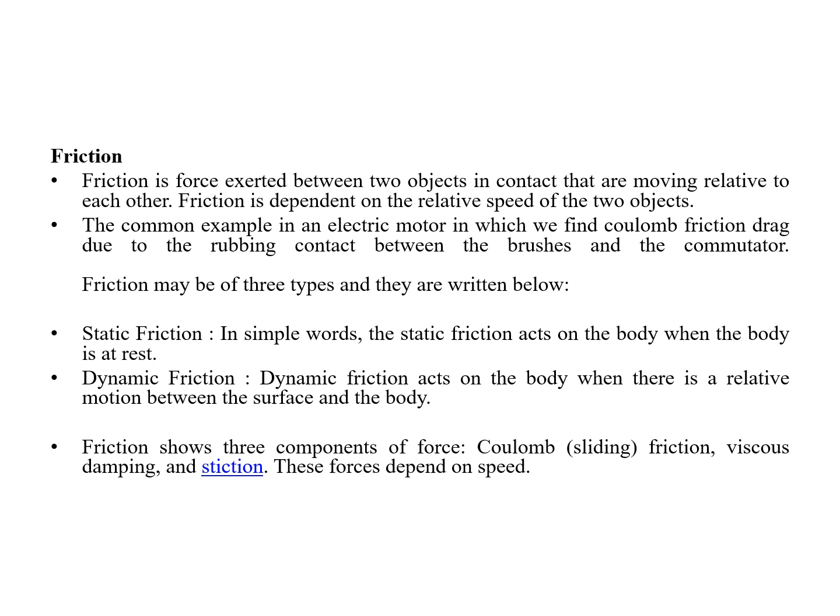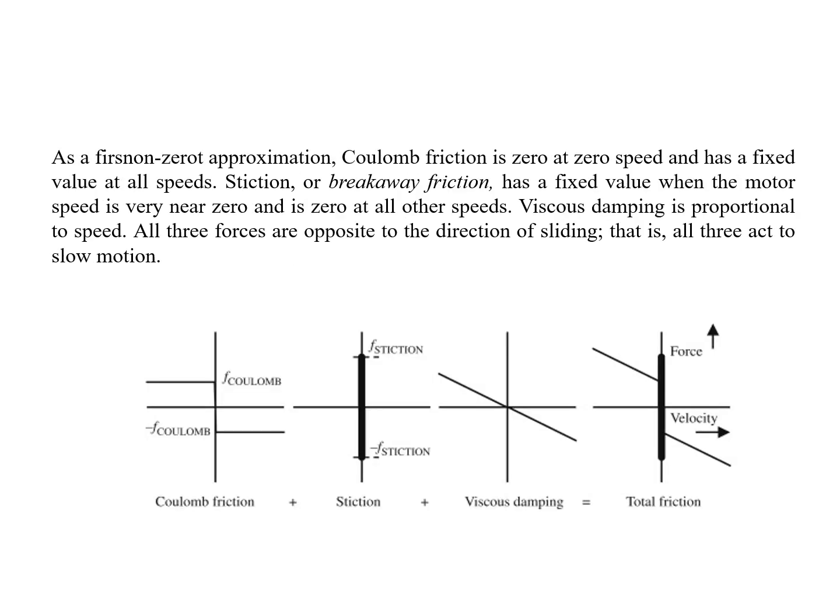We have two types of friction: one is static friction, and the other is dynamic friction. Static friction is the friction which acts on the body when the body is at rest. Dynamic friction is the friction which acts on the body when there is relative motion between the surface and the body. The force exerted by friction is due to Coulomb friction, viscous friction and stiction. All these forces depend on the speed. If you take the characteristics of friction, this diagram represents the Coulomb friction, stiction and viscous damping, all added together to get the friction.